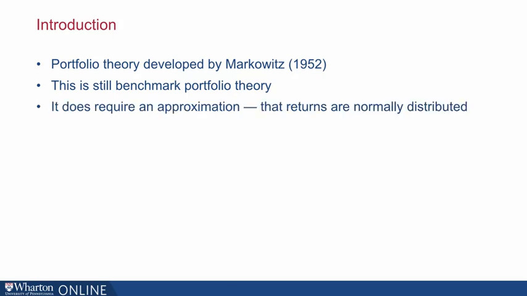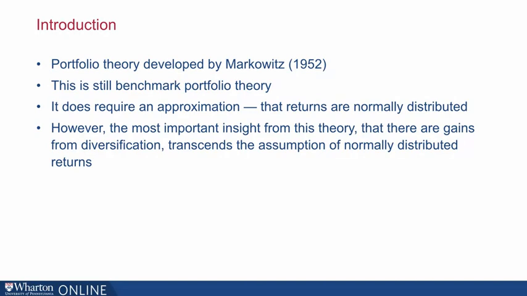Now, it does require an approximation. The approximation is that returns are normally distributed. In the last lecture, we talked about how cryptocurrency returns are definitely not normally distributed. However, the most important insight from this theory, that there are gains from diversification, transcends the assumption of normally distributed returns. It's just a little more complicated to do this theory when returns are not normally distributed.